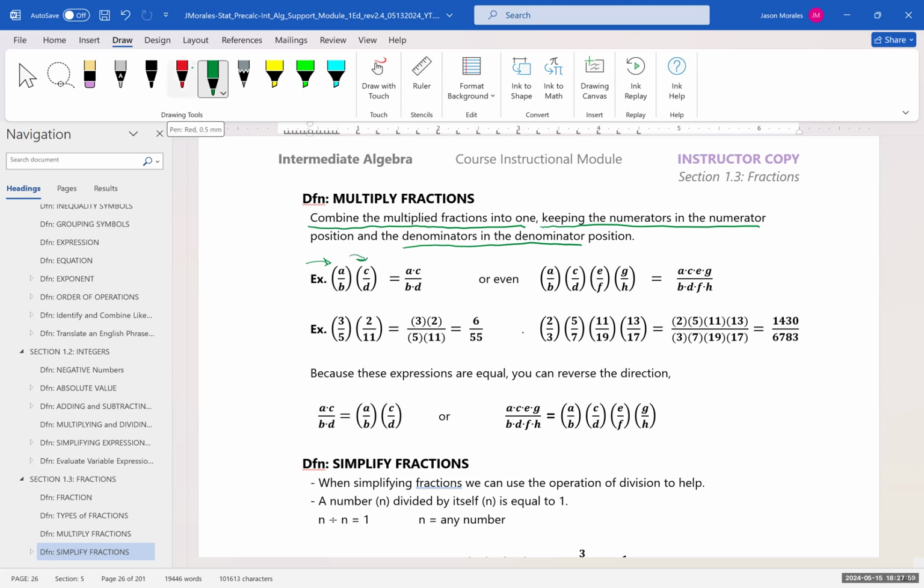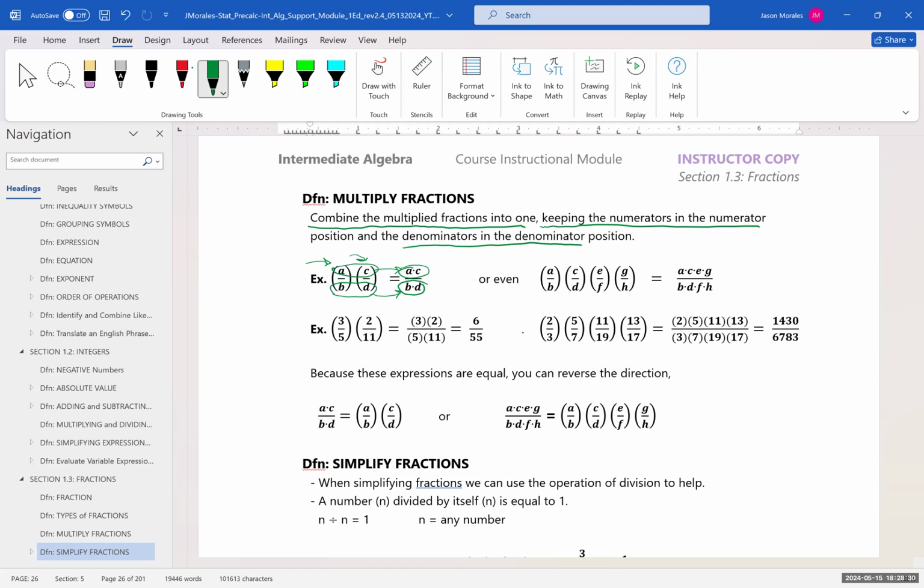over d. So you keep the numerators in the numerator of the new product, and you multiply those numerators together, and you keep the denominators together as the denominator in the product, and you multiply those two together. So a fraction of a over b times c over d will be equal to a times c all over b times d.